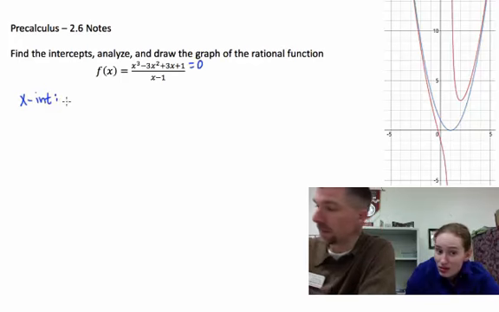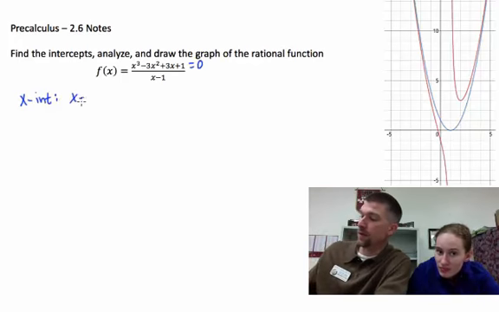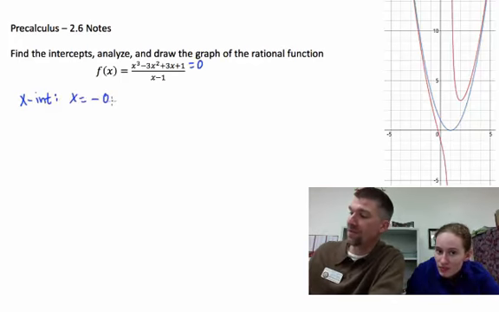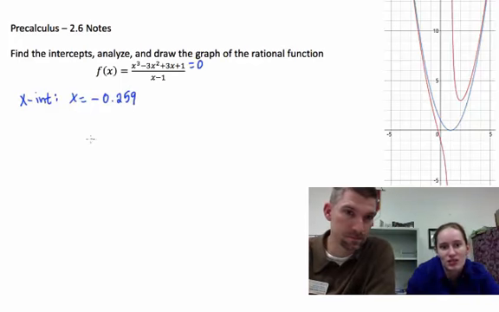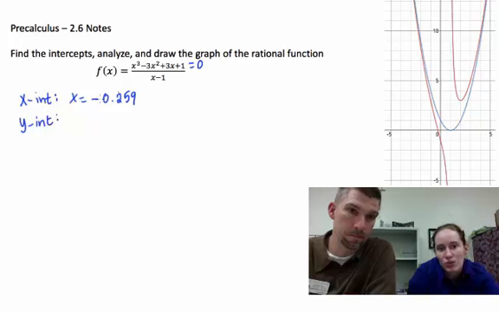So what did you say it was? I got -0.259. Okay, so that's our x-intercept. Because we couldn't factor it, we might as well just graph it and use the decimal. Yep. But that's a last resort. Keep that in mind.